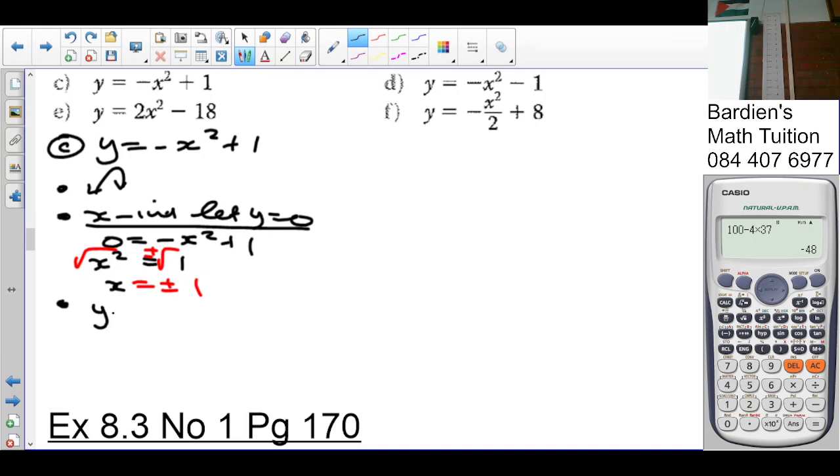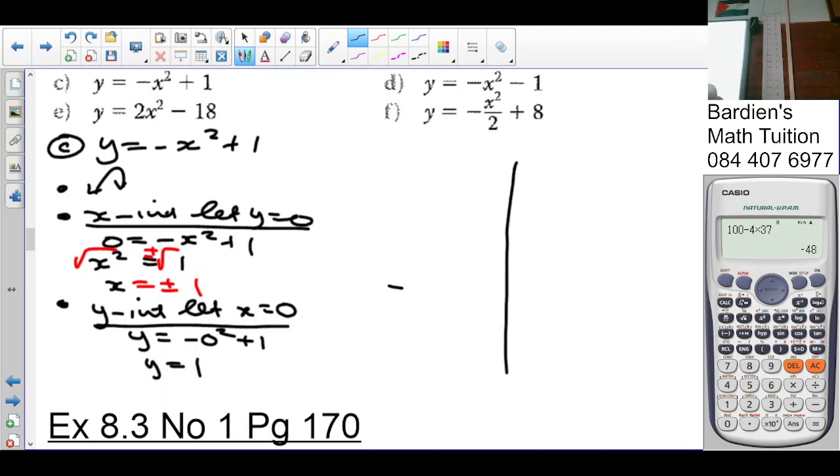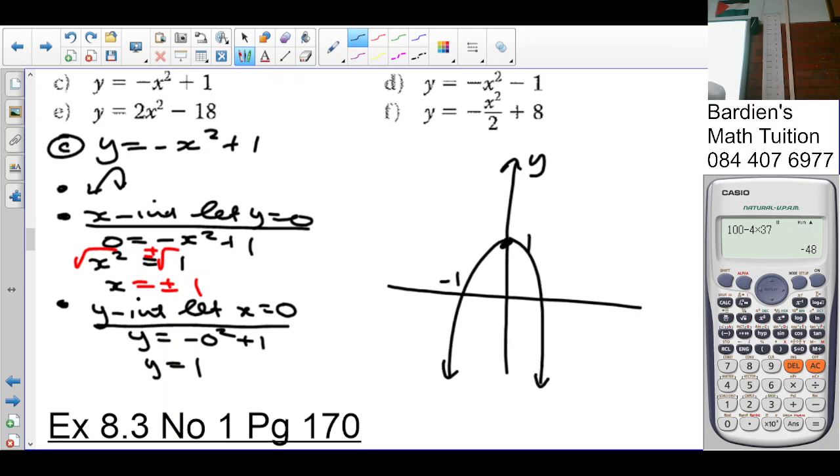The next step is your y-intercept. What do you do for y-intercept? With x equal to 0. So y is equal to negative 0 squared plus 1, which is 1. And people, this is enough information to draw the graph. Okay, the graph is frowning, it's turning at 1 and cutting at 1 and negative 1. You all agree with that? Right. What's the first question? The first question says determine the domain.